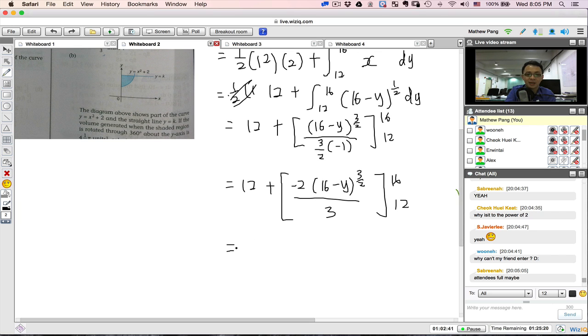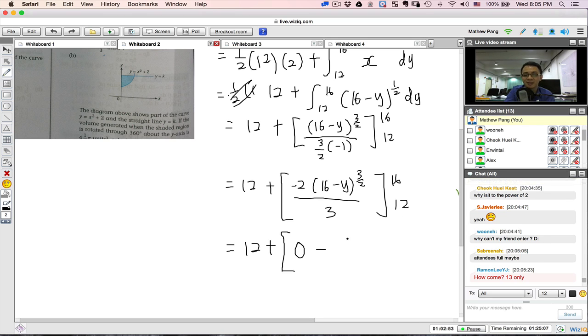Then you substitute 16 into here. Substituting 16 is very simple, because it just gives you 0. Here 0, divide everything, you just got 0. So the first thing is 0. Minus, now I substitute 12. It will be negative 2, times 16 minus 12, which is just 4, to the power of 3 over 2, over 3.